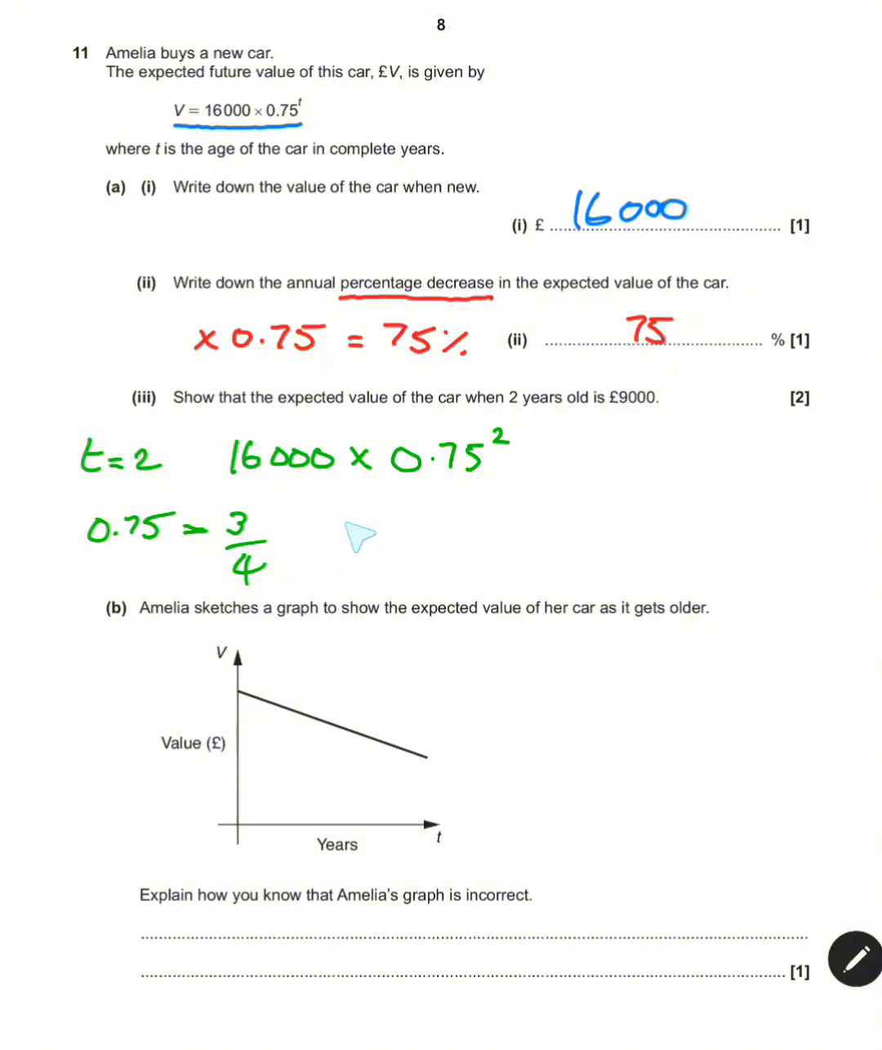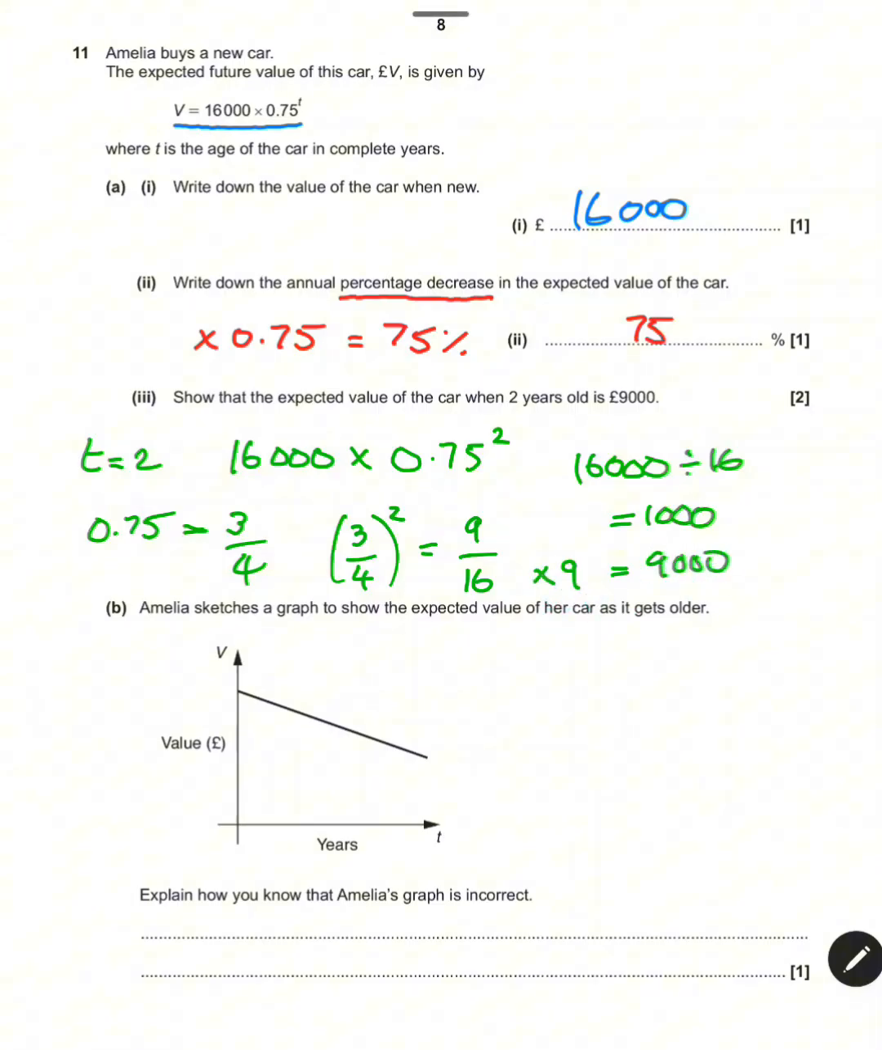0.75 squared will be the same as 3/4 squared. And to square a fraction, you just square the top and square the bottom. So rather than multiply by 0.75 squared, I'm going to find 9/16. This has worked out really nice, because to find 9/16 of 16,000, I'm going to do 16,000 divided by 16. Well, 16,000 divided by 16 is 1,000. And then I'm going to multiply by 9. And I should just write that down.